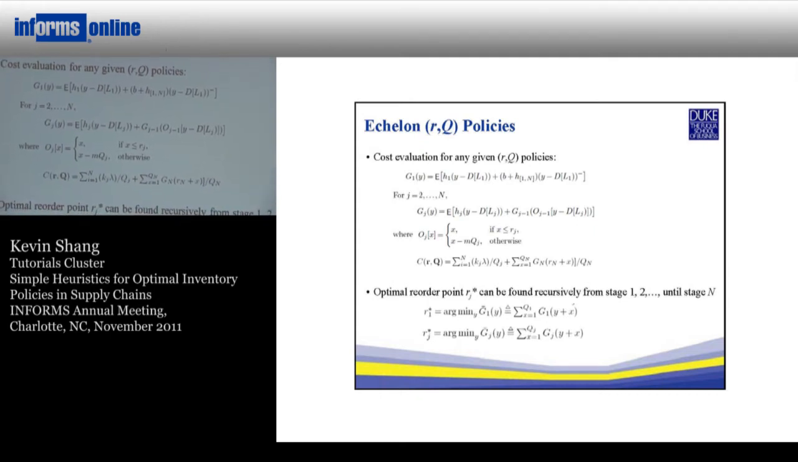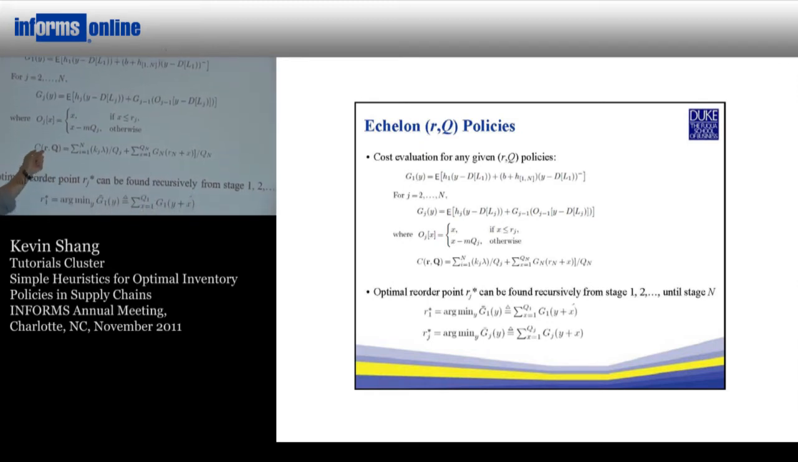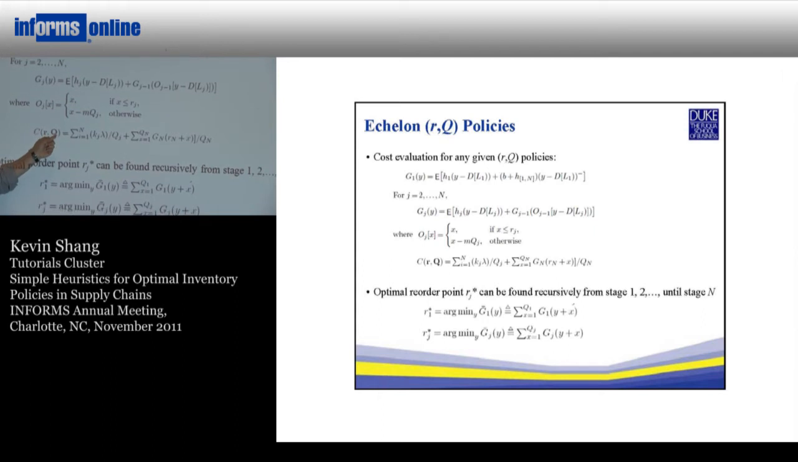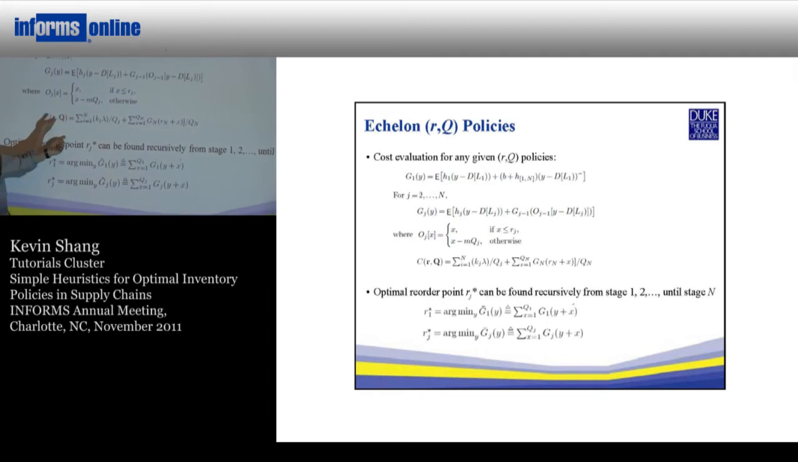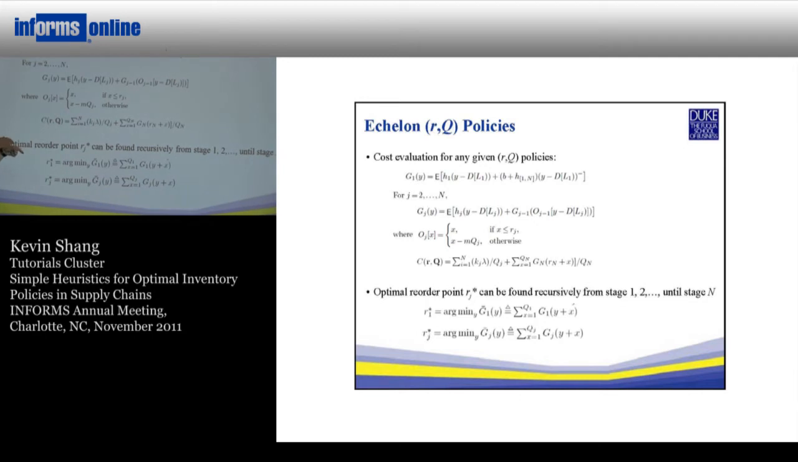And so in the literature, we know how to find the optimal reorder point. Again, this R vector and Q vector are the decision variables, the control variables that we are interested in. We want to come up with some simple solutions for these two vectors. Okay. But technically, if we want to know the exact optimal reorder point, here is the way.